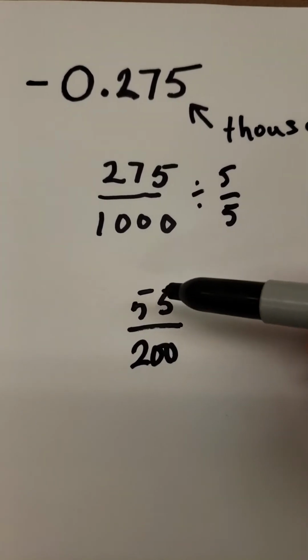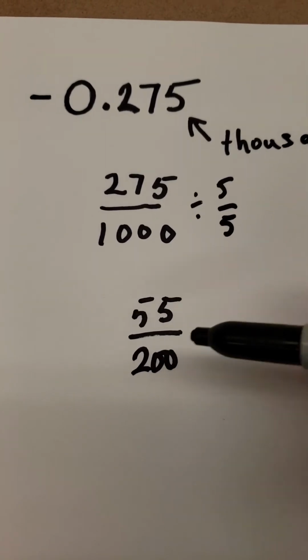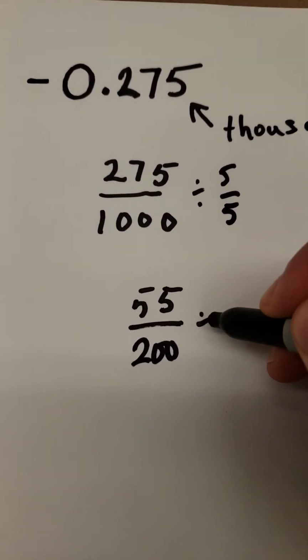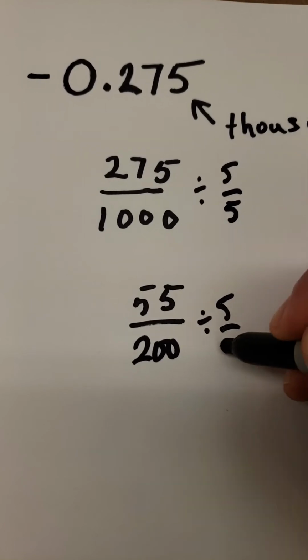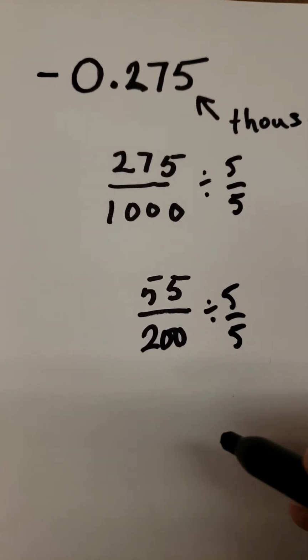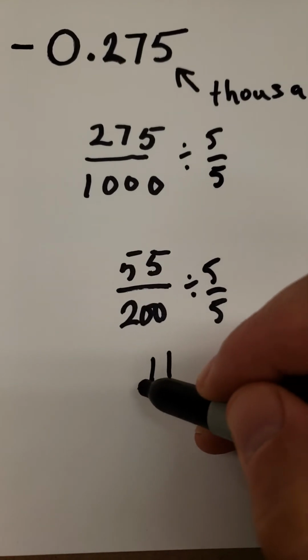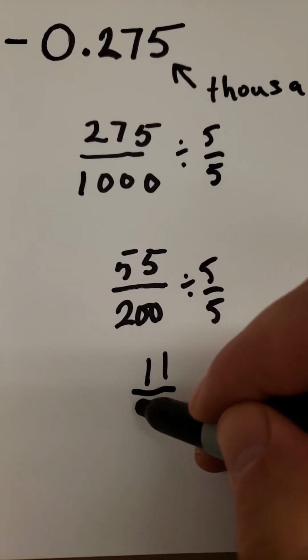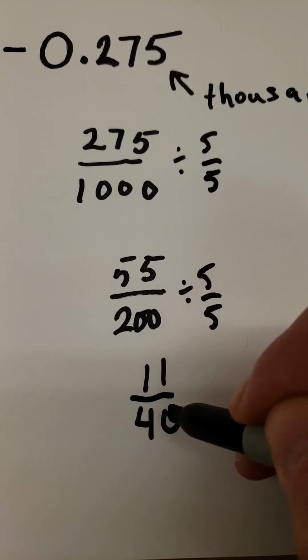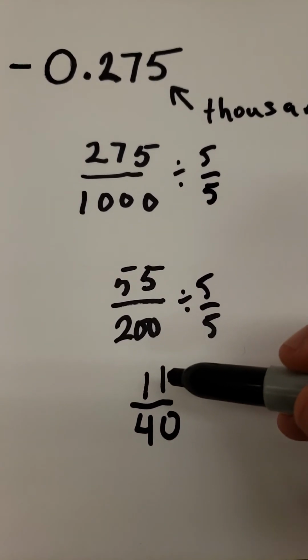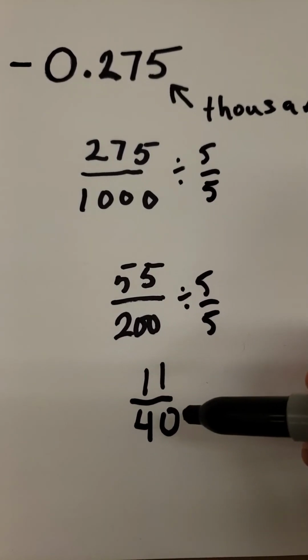But again, I see this ends with a 5, that ends with a 0. So again, I can do a factor of 5 for reducing. So 55 divided by 5 is 11. And 200 divided by 5 is 40. 11 is prime, and it does not go into 40.